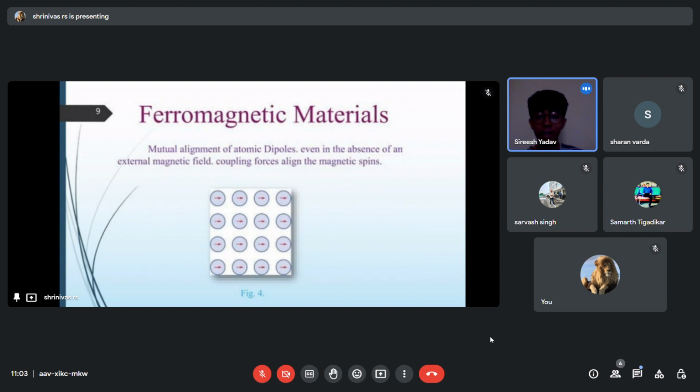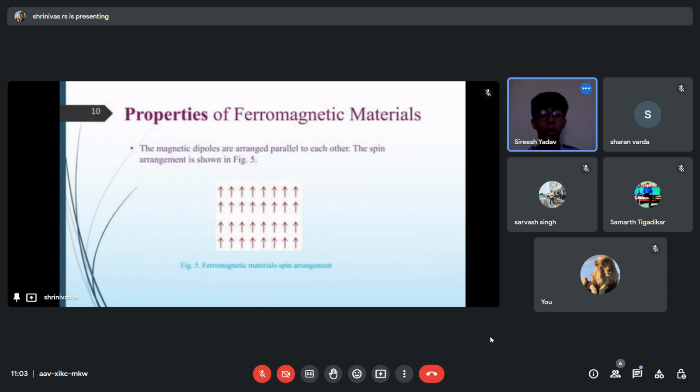These materials will retain their magnetization for some time even after the external magnetic field is removed. This property is called hysteresis. And the major cause of ferromagnetism is that, even when the ferromagnetic material is in an unmagnetized state, the domains exhibit a net magnetic moment even in the absence of the external magnetizing field.